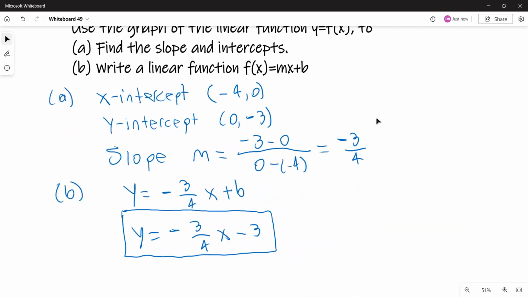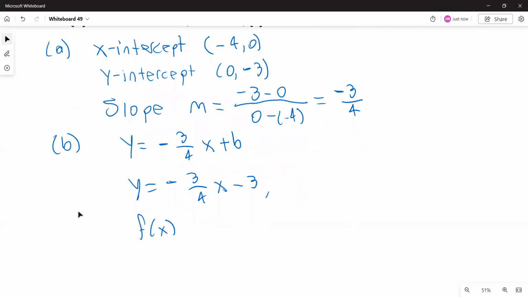Well, actually, we're going to write this as a function. So actually, as a function, that's going to be f of x. And that's -3 over 4x minus 3.